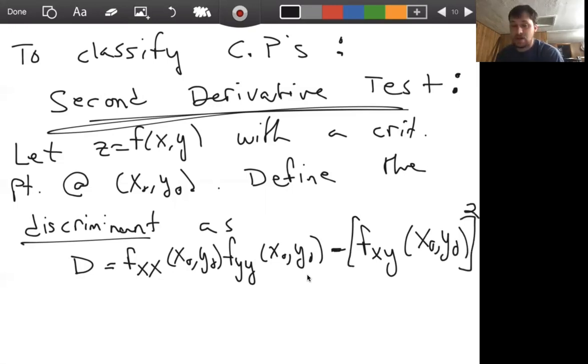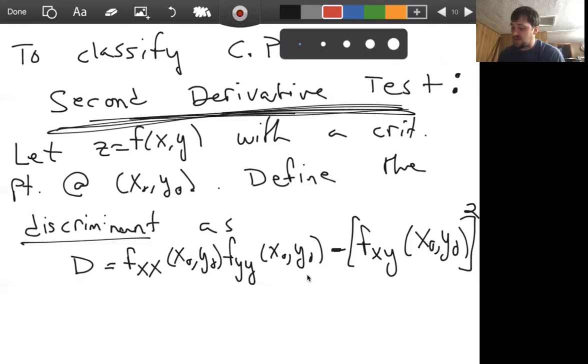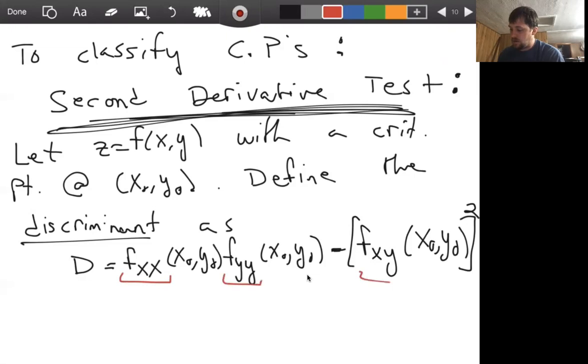This is the discriminant. What the second derivative test is saying is you define the discriminant and then you look at what values it gives you. The reason it's called the second derivative test is because the discriminant is defined by all three second partial derivatives.